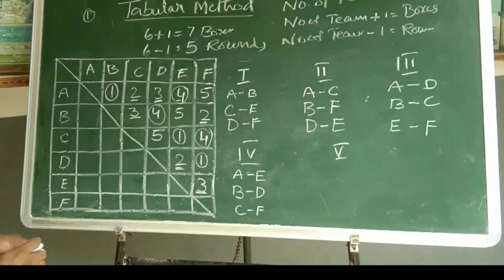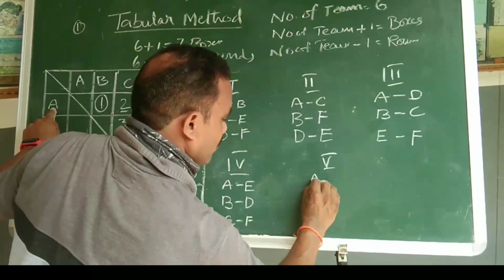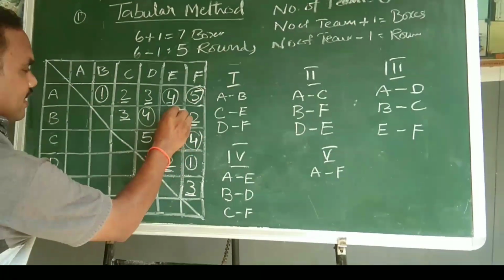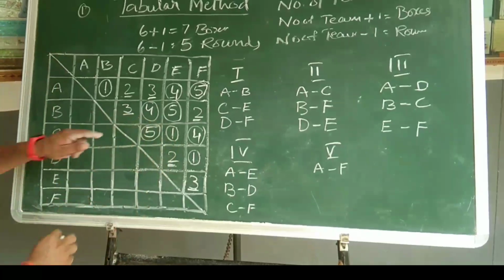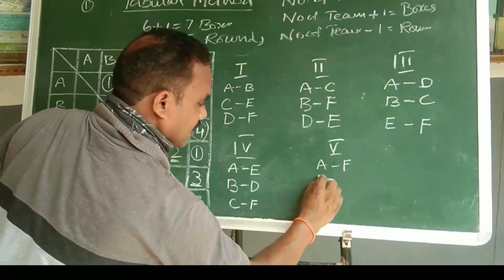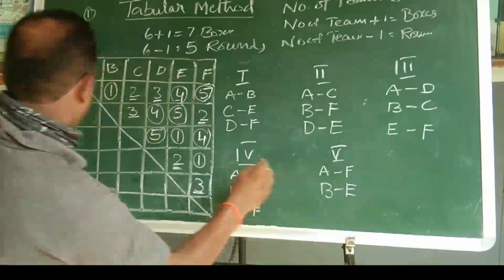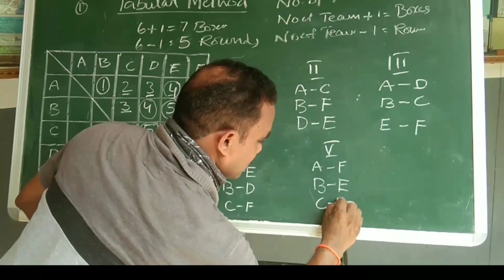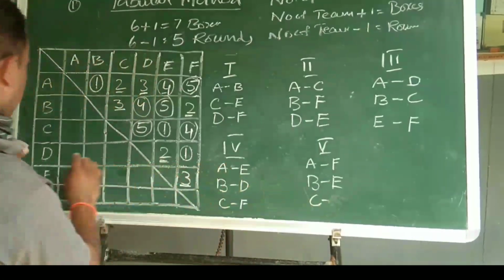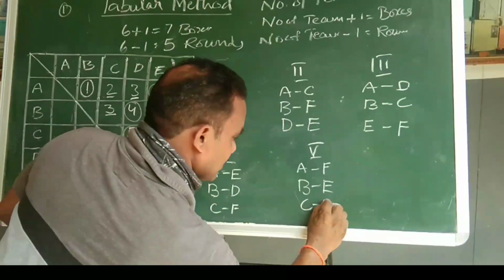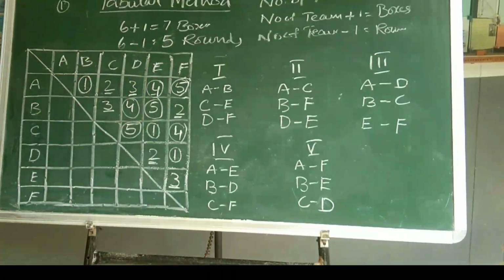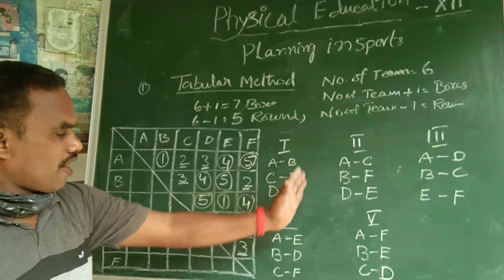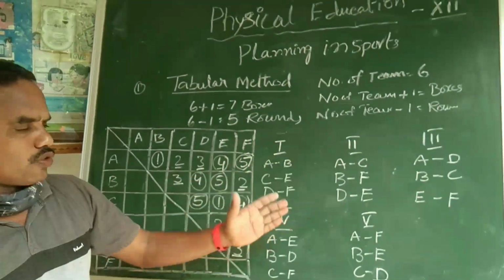Next, let's go for the fifth round. A versus F. And here one match is there. And B versus E, and next C versus D. This is the third match of the fifth round. Okay. So these are matches in the 5 rounds. The first, second, third, fourth, and 5 rounds.